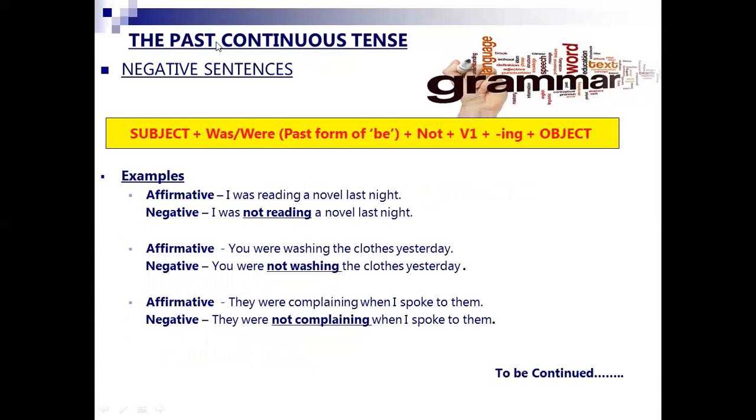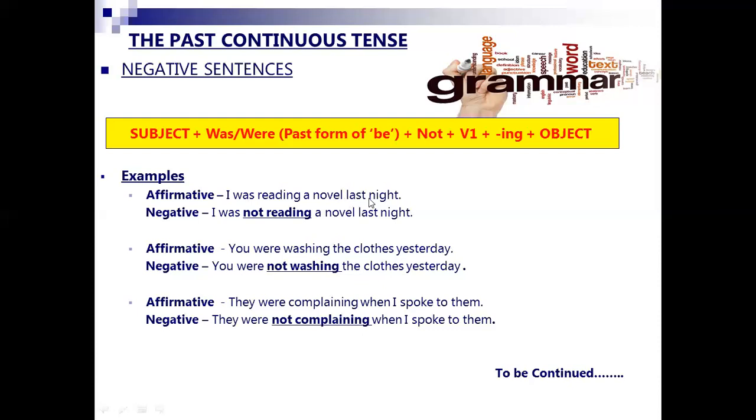Now, the next topic comes: negative sentences. How we can make negative sentences in past continuous tense. See, the formula is subject plus was/were plus not plus v1 plus ing plus object. Negative means negation, and we use negation by using the word not. Yes. In an affirmative sentence, we never use not, but in a negative sentence, we have to use not. See, how can we convert an affirmative sentence into negative?